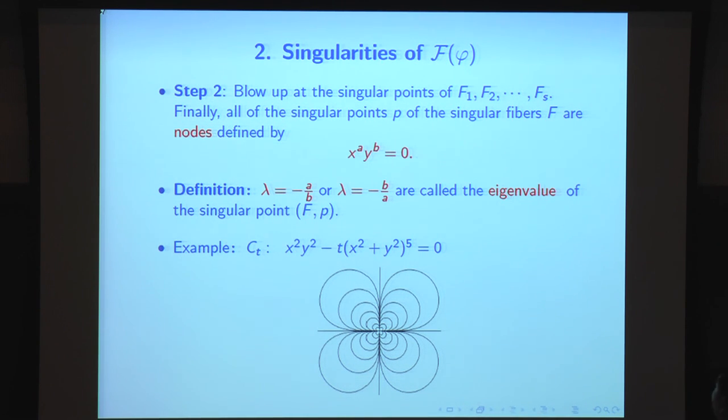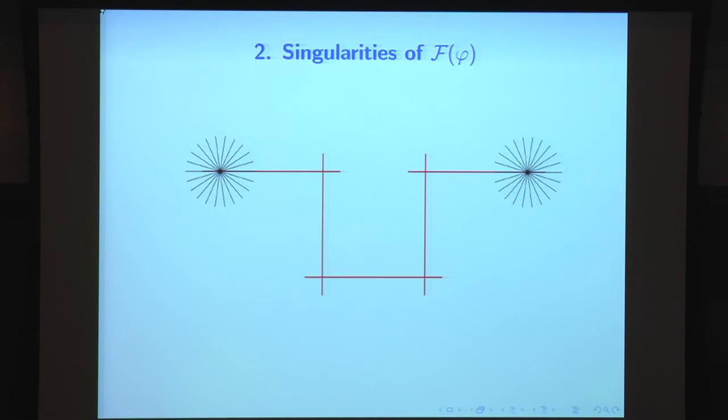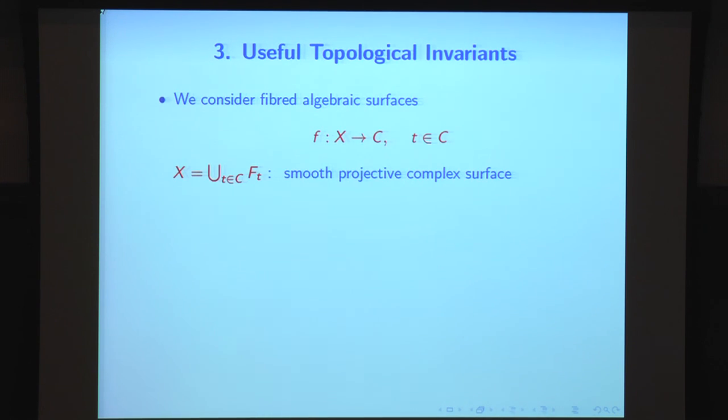connect this problem with the same problem for ODE, we define some invariants. For example, for this singular point, we define this number as the eigenvalue of this singular point. So this is a negative rational number. Here is an example. So how to get the useful invariants from the fibration?